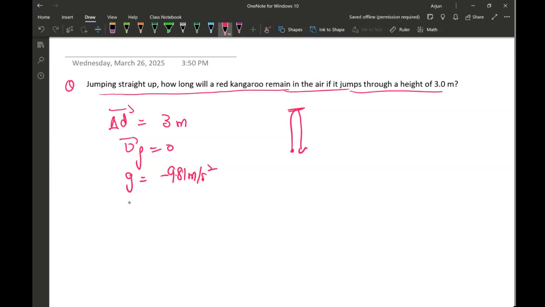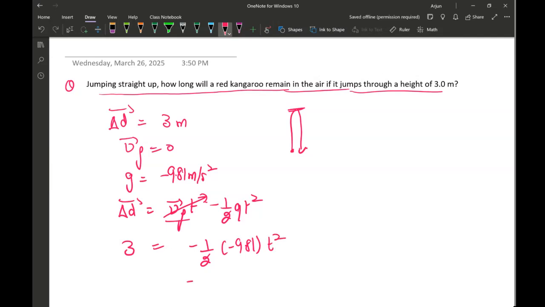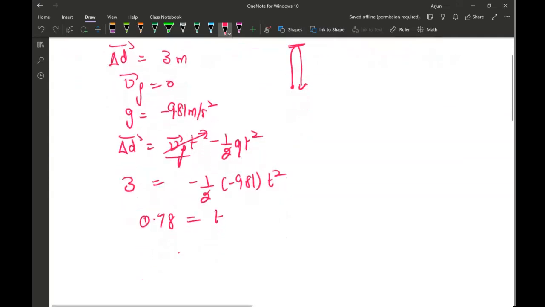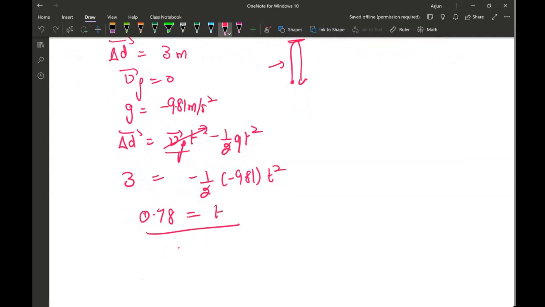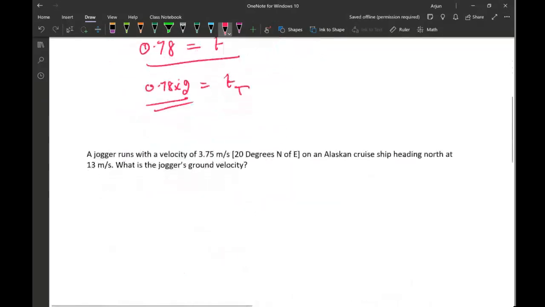We're going to use the formula delta D equals V final times time minus half g t squared. This portion will be 0 because the final velocity is 0. So it is 3 equals minus half times negative 9.81 times t squared. Once you solve this, the t value comes out to be 0.78. This is the time to reach the top, and the same amount of time it will take to come back. So t total will be 0.78 times 2. That will be the total time taken.